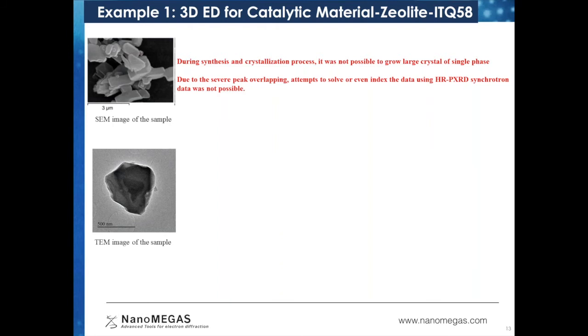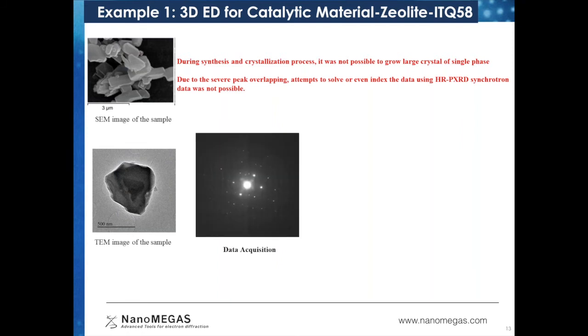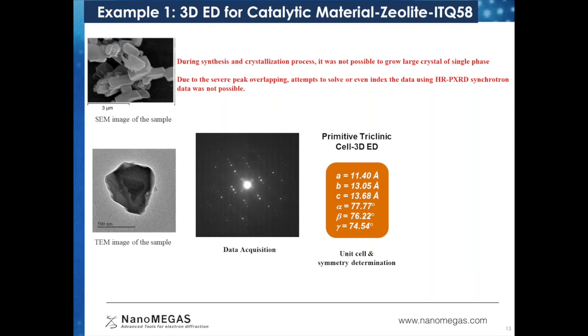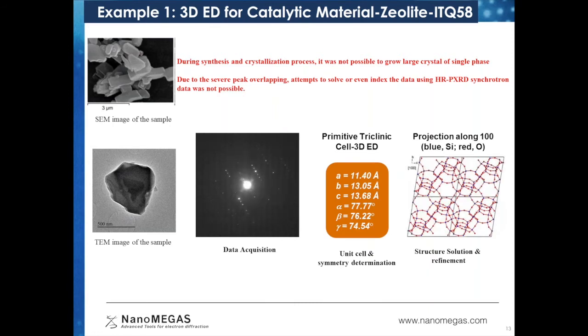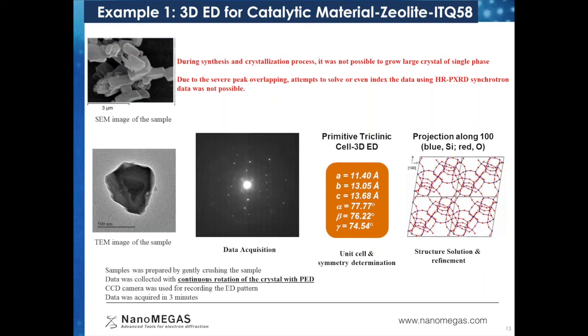The sample was prepared by simply crushing the material, and data was collected by continuous rotation of a small crystal in combination with beam precession. From the obtained data, we found the unit cell and the symmetry, and ultimately solved the structure. We also did a Rietveld refinement of the structure obtained from electron diffraction data. The data collection took close to 3 minutes to reduce beam damage, and we published the work in JACS in 2016.